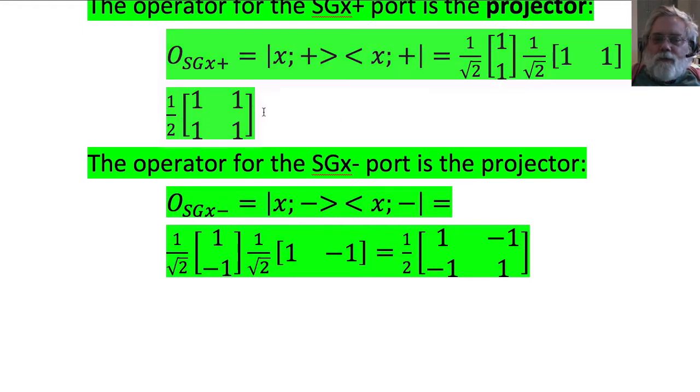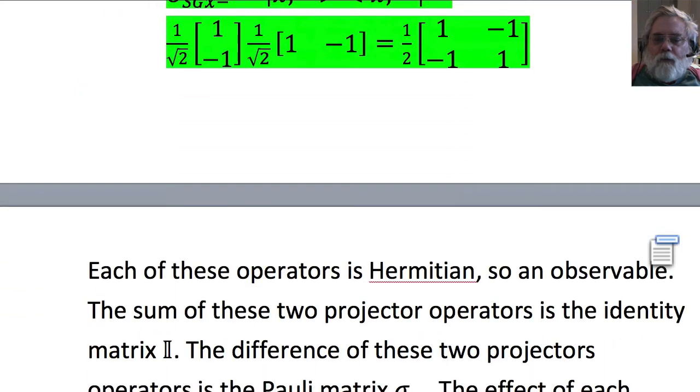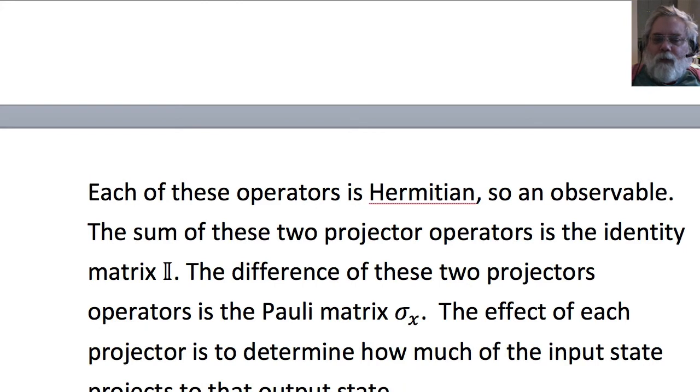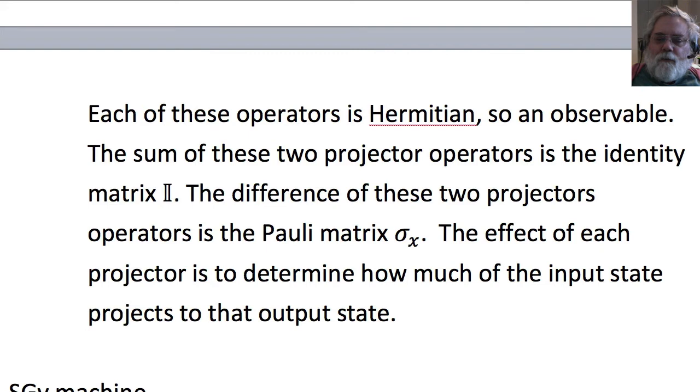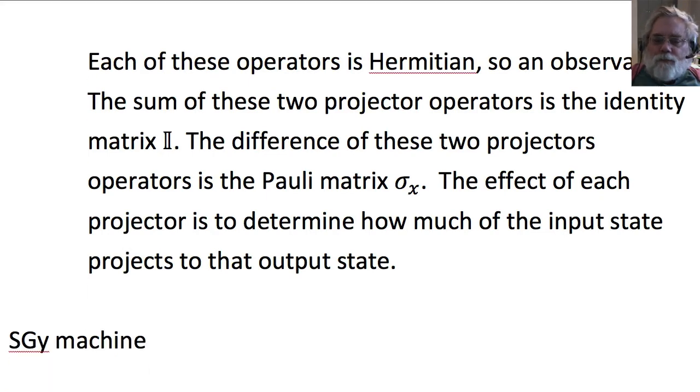If you add these two projectors together, you get the identity matrix. If you subtract them, you get Pauli matrix sigma x. Each of these operators is Hermitian, it's observable, they sum to the identity matrix, they difference to the Pauli matrix sigma x. The effect of each projector is to determine how much of the input state projects to that output state.